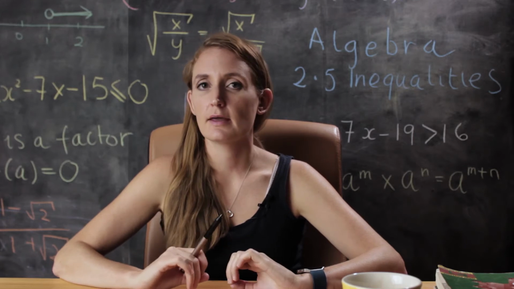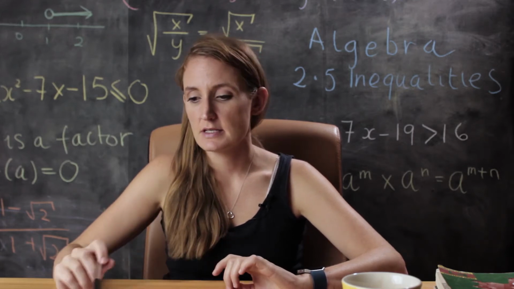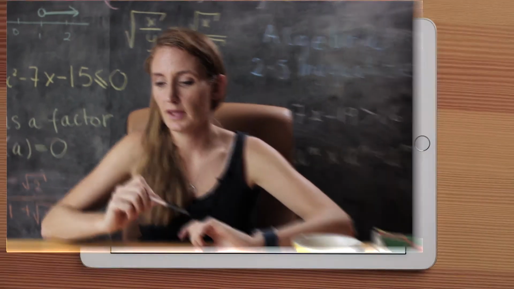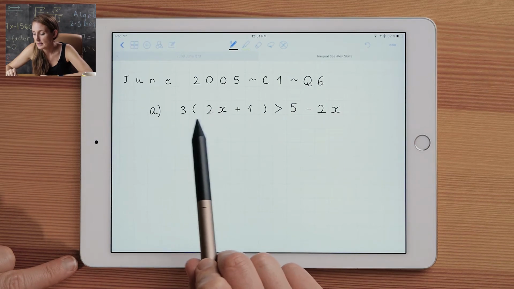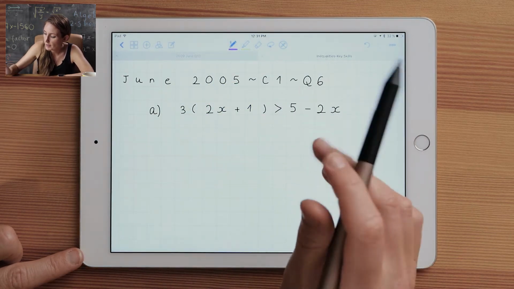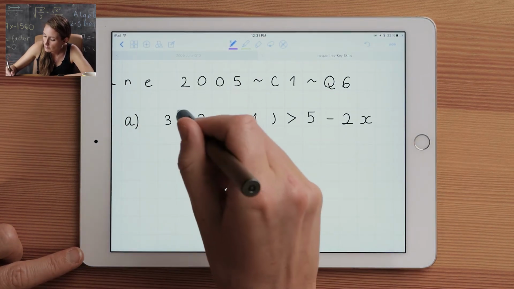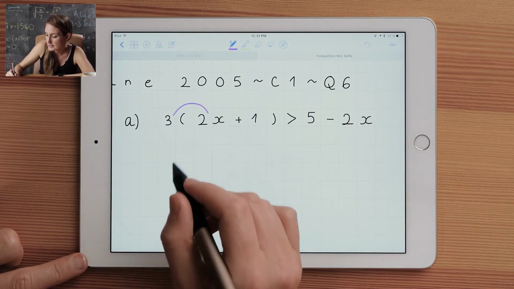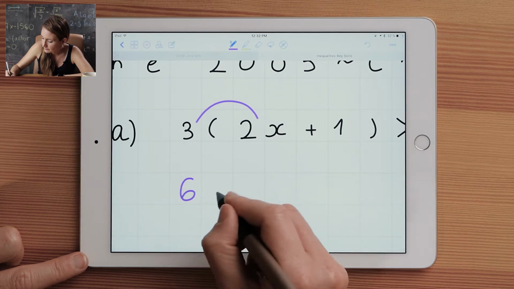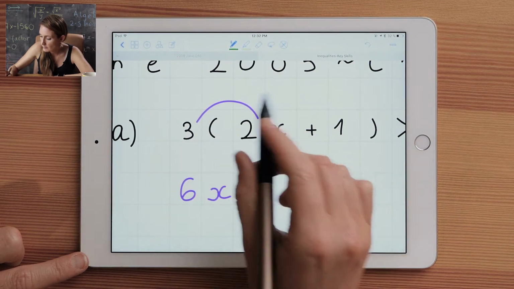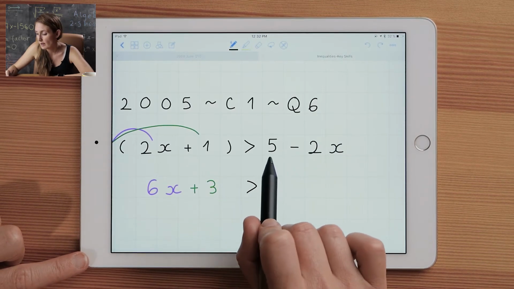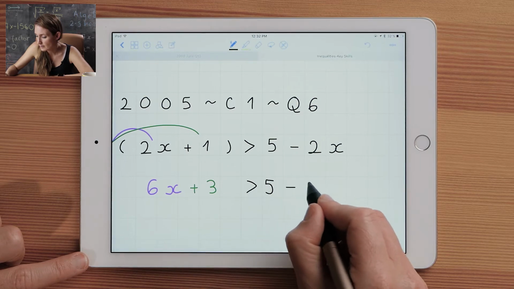Hi, now we're going to look at one of the past paper questions, and this is June 2005 from the C1 papers, question 6. As you can see, part A is a linear inequality. There are no x squareds, so we're going to start by multiplying out the brackets. 3 times 2 is 6, and there's also an x, so that's going to be 6x. Now we're going to do 3 times 1, and 3 times 1 is 3. On the other side, we have 5 minus 2x, so that's going to stay the same.